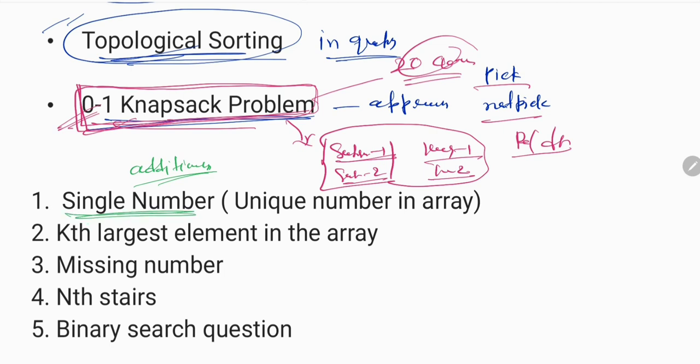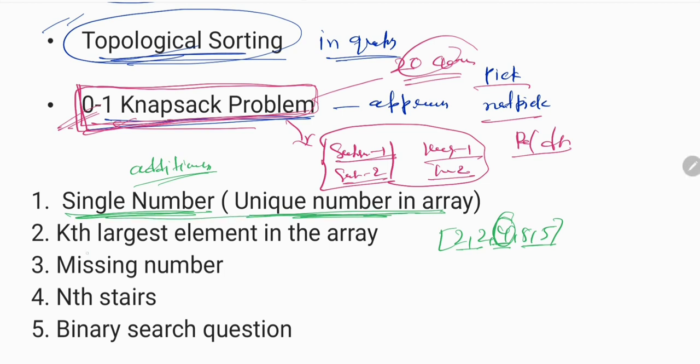Single number, that is also known as a unique number, means you are having an array like, suppose, 2 and 2 and 4 and 5 and 5. So here 4 is unique because 2 appears twice, 5 appears twice, but 4 appears just once. That is the unique number. And also in my previous video I made a separate video on the single number on this channel. So please do check it out. I will give the link in my description.